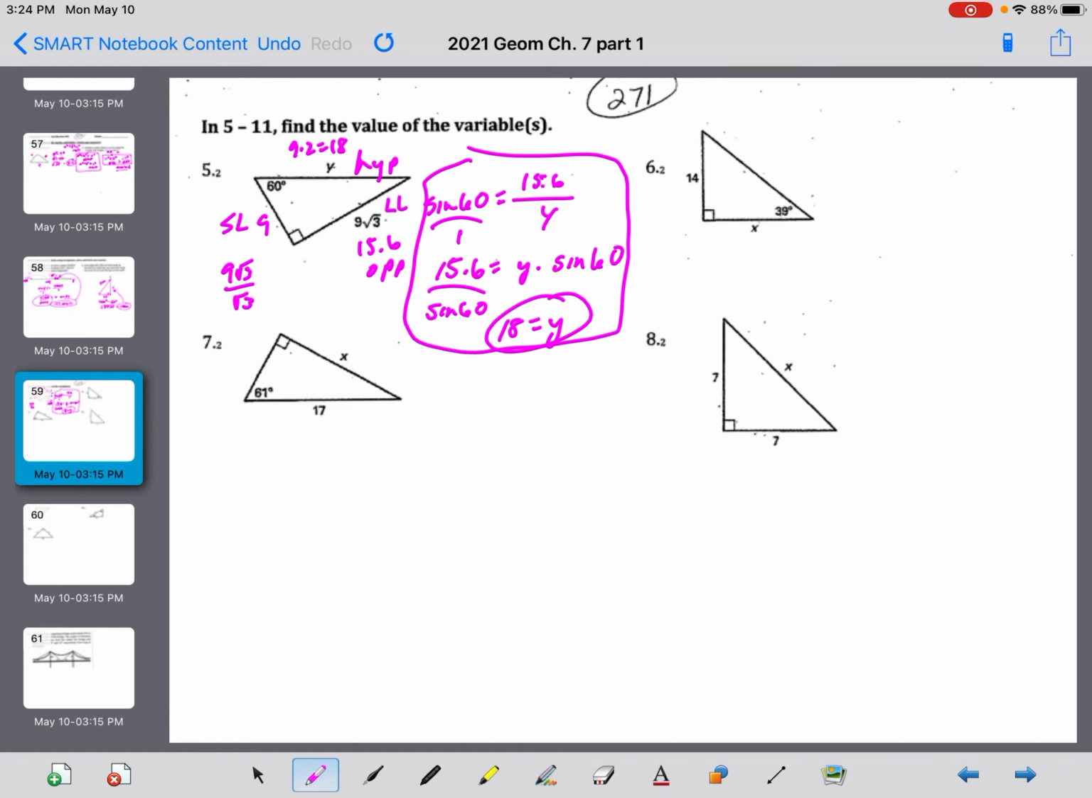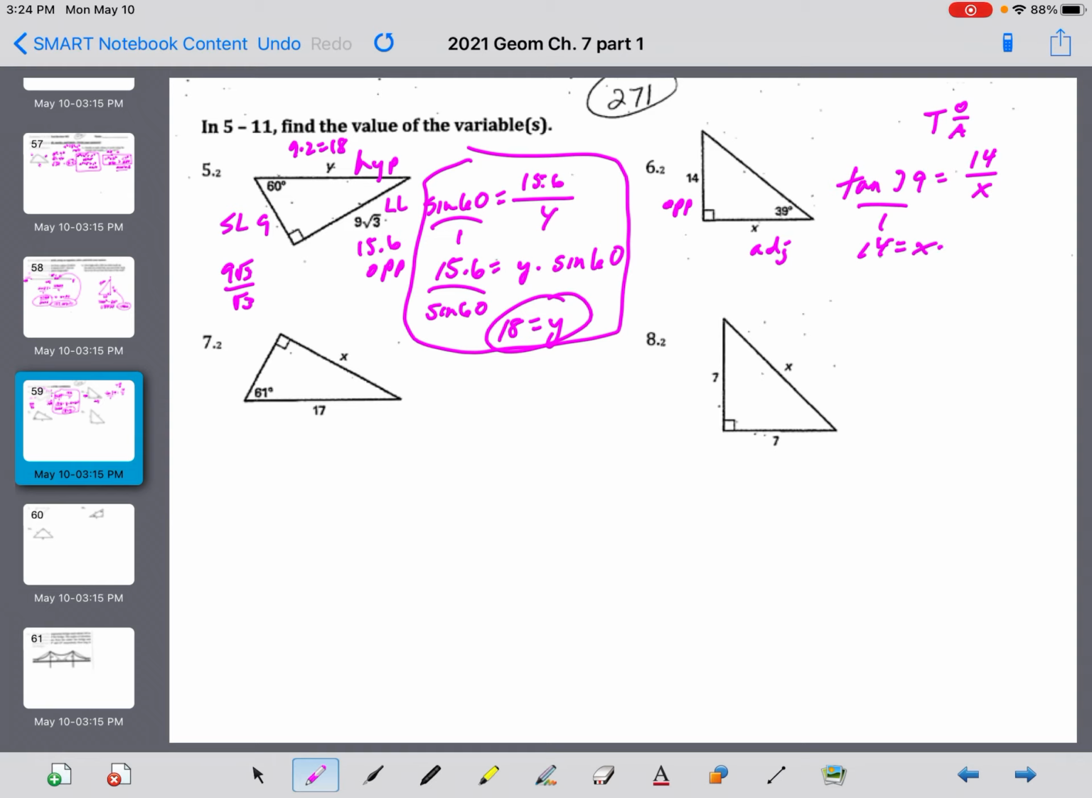All right, here, this is going to be a tangent one. Tan 39, because from 39 this is the opposite and this is the adjacent leg. Not doing anything with the hypotenuse. Tan 39 is equal to 14 over x. Make sure you set up your tangent as opposite over adjacent, TOA. All right, so we're going to cross multiply. This one's going to be a divide one again.